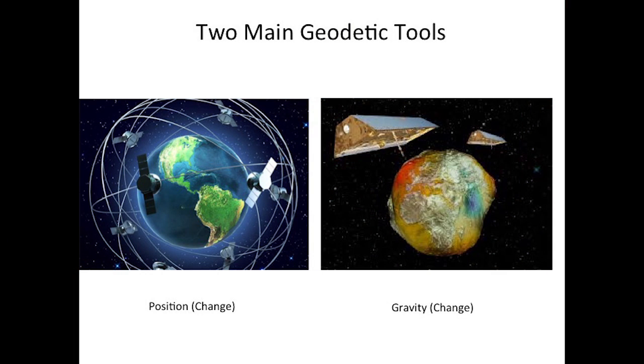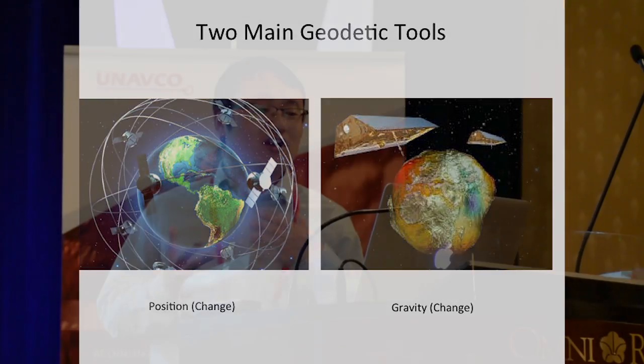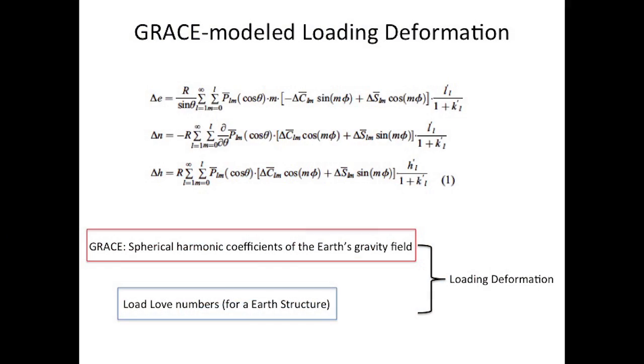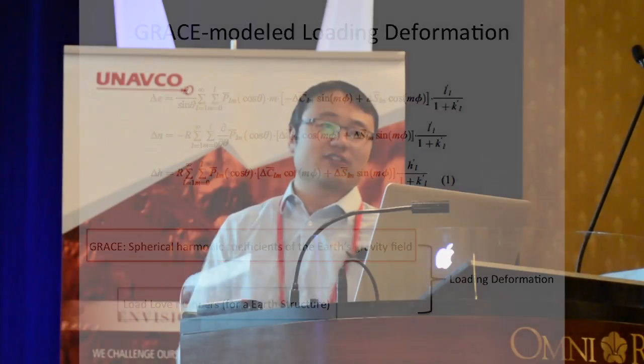GRACE is measuring the time variable change of the gravity field of the Earth. So the next question is how can we correlate GPS and GRACE? The most obvious way is that if we assume all the gravity change measured by GRACE is due to surface mass change, we can directly model its resulting surface loading deformation and compare with GPS.